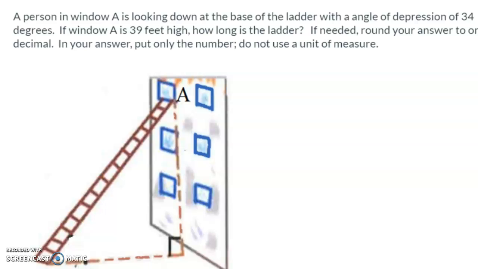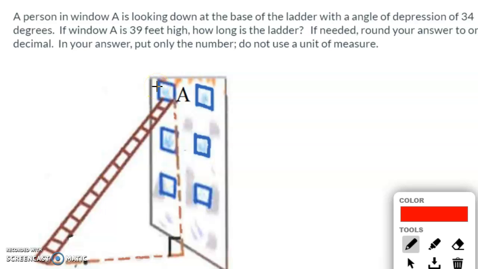So a person in a window A is looking down at the base of the ladder with an angle of depression of 34 degrees. So here's my person here. Okay, and he's looking down with the angle of depression being 34 degrees. So that means this is my horizontal. This is 34 degrees here. Okay. What other information are we given? The window is 39 feet high. Okay, so we are given that this is 39 feet.